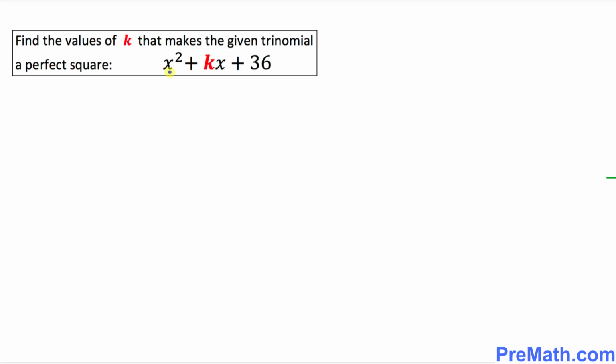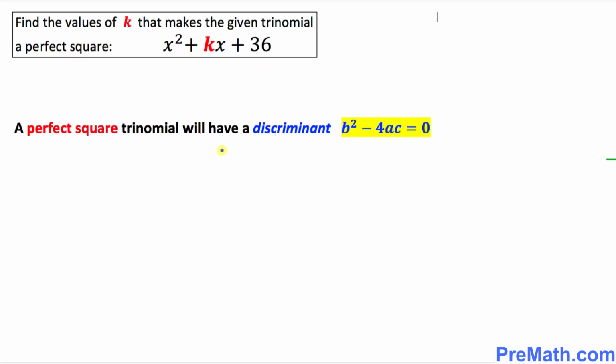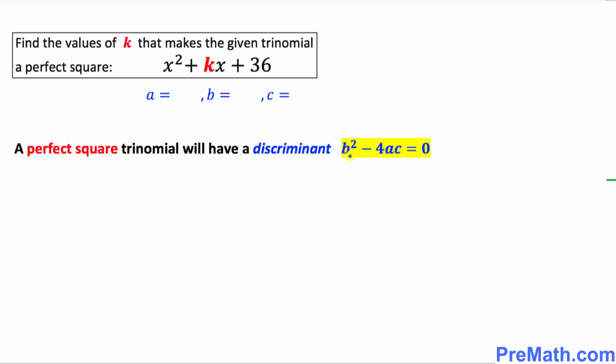In this example, our trinomial is x squared plus kx plus 36, and we want to find the value of k for which this trinomial becomes a perfect square. And we know that a trinomial is a perfect square if its discriminant b squared minus 4ac equals 0. So in other words, we need to find the value of this discriminant b squared minus 4ac equal to 0. That means we need to find a, b, and c values.